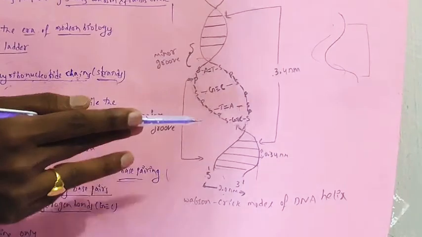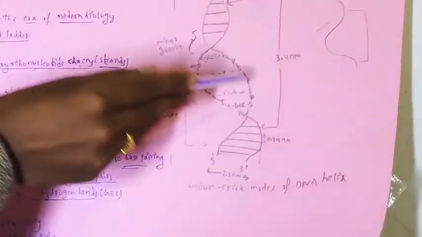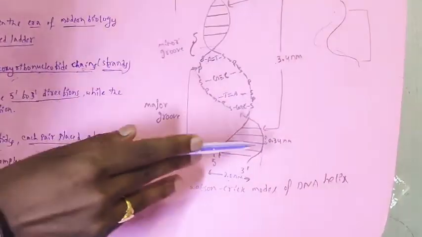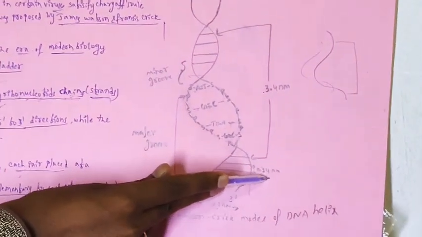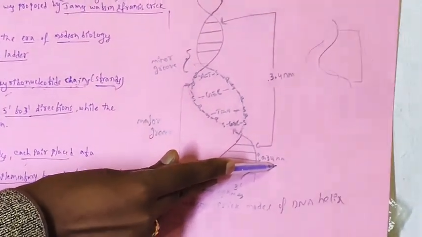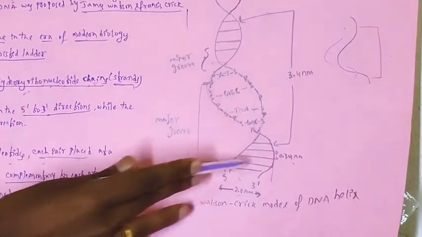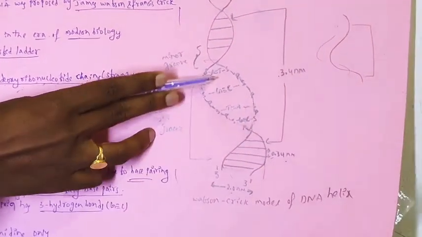Here, what I am saying is: each turn of the helix has how many? 10 nitrogenous bases, that is, 10 pairs of nucleotides, right? Each pair is separated by a distance of 0.34 nanometer, or 3.4 angstroms. Here, this is one pair and this is the next pair, and the distance between them is 0.34 nanometer, or 3.4 angstroms.